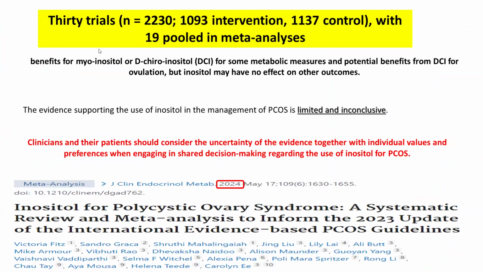And here is an example of 30 trials that found benefits of myo-inositol and D-chiro-inositol for some metabolic measures and potential benefits from D-chiro-inositol for ovulation, but inositol may have no effect on other outcomes, and these studies prove limited or inconclusive. The clinicians and the patients should sit together and discuss these evidence-based studies and the postulated mechanisms of action and benefits, and explain to the patients that the studies are inconclusive or of limited significance, because of the variation between studies in combination with other drugs, different ratios, different methods, and different patients. All these factors contribute to the heterogeneity of the results.